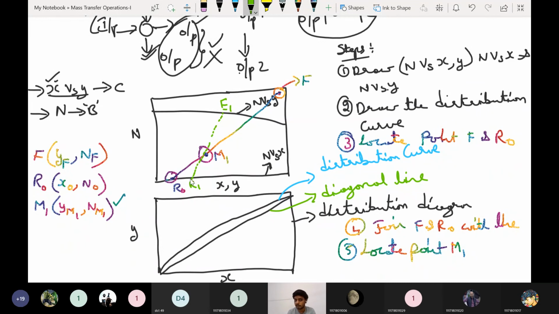First you have to guess some value of x. Then you have to project this value of x up to the equilibrium or distribution curve. After projecting up to the distribution curve, you have to once again draw a horizontal line up to the diagonal line. Then this diagonal point needs to be projected on the top side, up to the N versus y. If this joining point forms at this point, that will be your true tie line. Your guess value is correct.